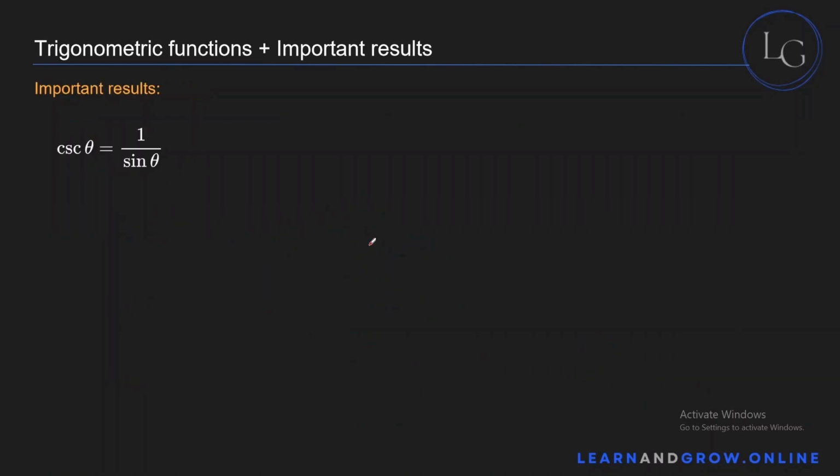Important results are basically these. Cosecant theta is equal to 1 over sine theta. As I told you earlier, they're basically the reciprocals. Secant theta is basically the reciprocal of cos theta. And here is another one. Tan theta is basically just sine theta over cos theta. So cotangent theta is basically the reciprocal of tan theta. So basically this cos theta over here goes to the numerator, and this sine theta over here goes to the denominator, and then you have cos theta over sine theta.